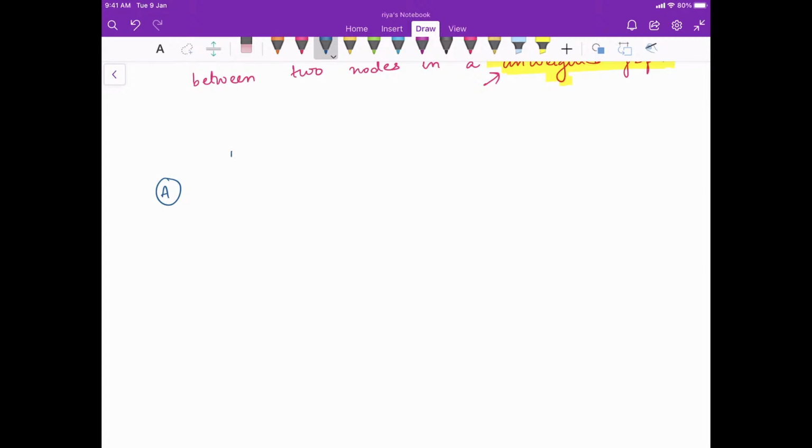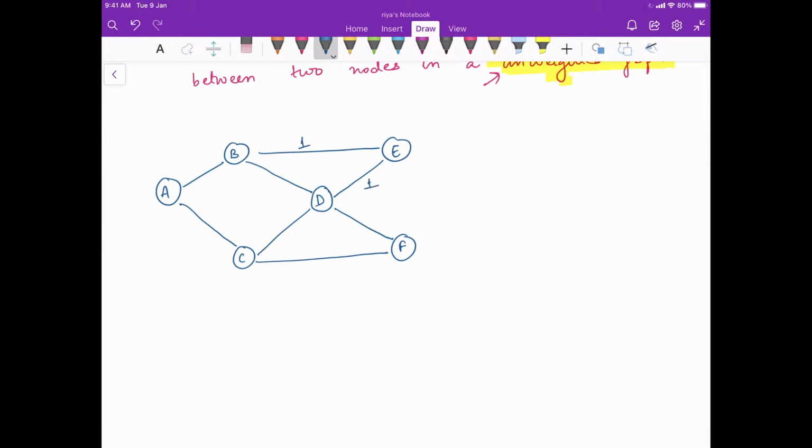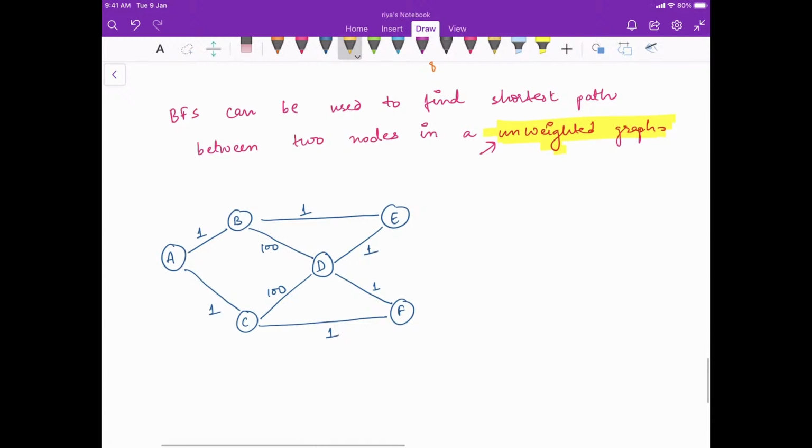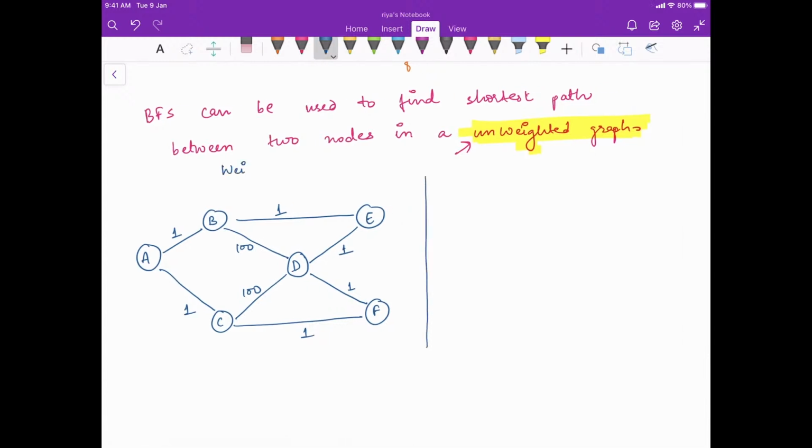Let's say the nodes are A. I'm drawing any random graph, and here let's say E, D, C and F. Right, the same graph that I have drawn. Here what I have simply done was, let's consider both the cases. This is going to be a weighted graph and this is going to be an unweighted graph. Let's see an unweighted graph as well.